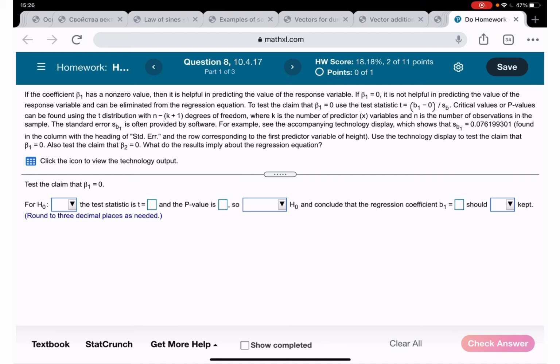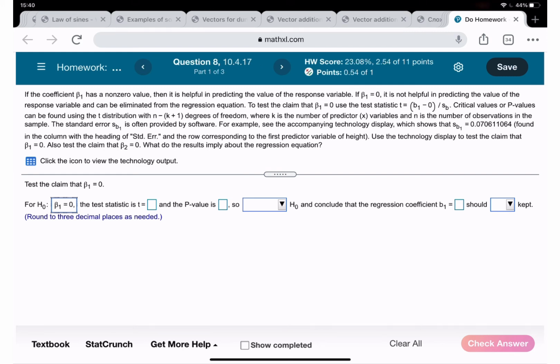To test the claim B1 is equal 0. Okay, so it's going to be this one, B1 is equal 0. What is B1? We call those multiple regression equation coefficients for population data. Lowercase b, those are for sample data, right?